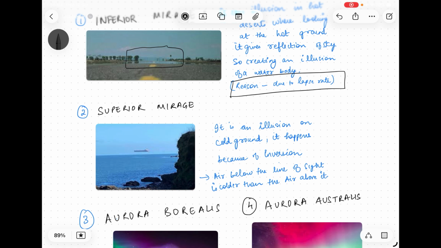Then we talk about superior mirage. Here, it's an illusion on the cold ground. So basically air below the line of sight. If this is my line of sight, the air below this, there is a ship, it looks like it's flying in the air. However, it is not, it's on the water. But due to the air in my line of sight being colder than the air above it, this is the illusion that I get that the ship is flying. Okay, so this is how it is. This is a superior mirage.